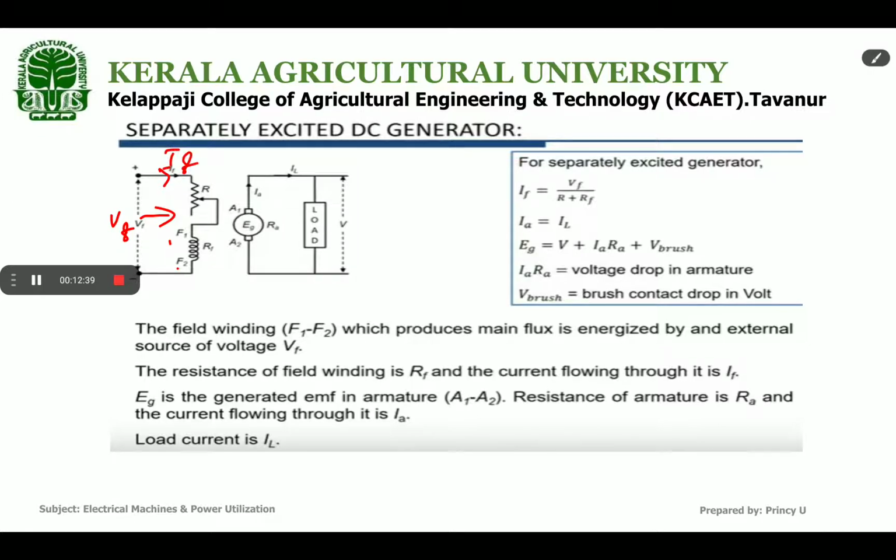And the current flowing through this field winding is denoted as IF. And a variable resistor is used to control the resistance. The internal resistance of field winding is denoted as RF, but here R is different. R is a variable resistance which is used for controlling the voltage. And EG is the generated EMF in the armature. The EMF produced by the generator is denoted as EG.